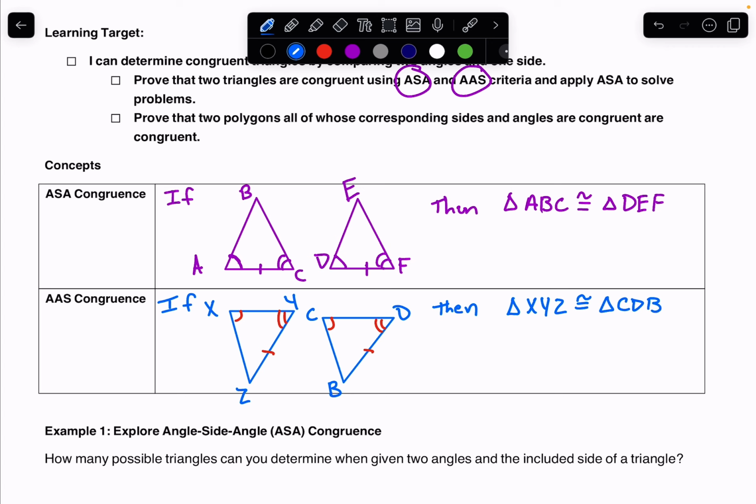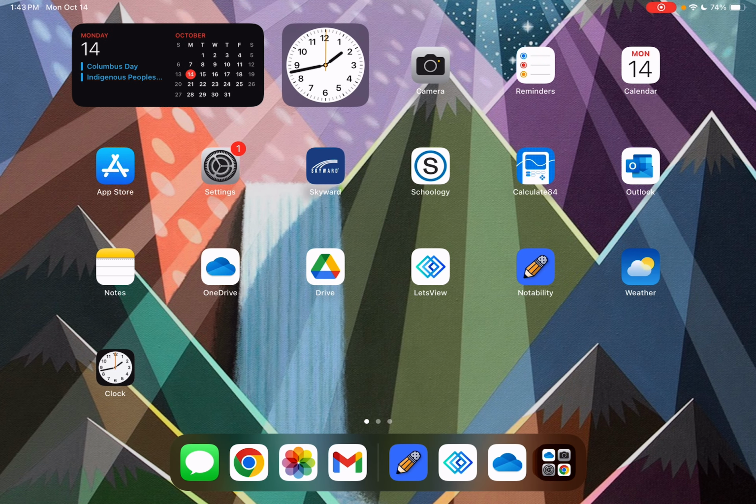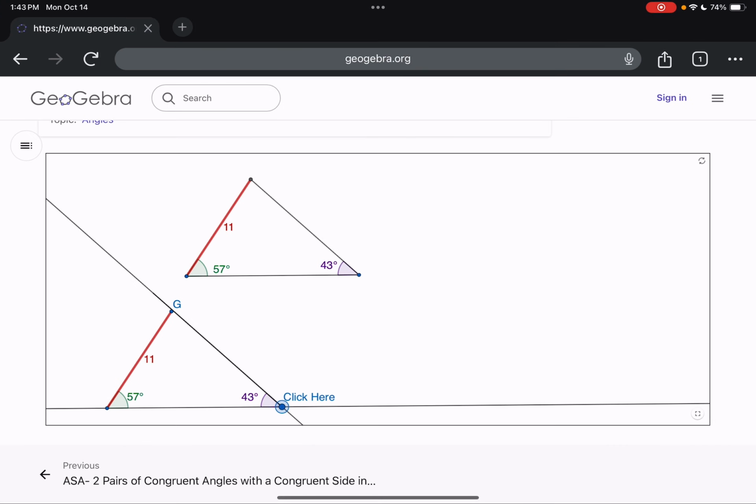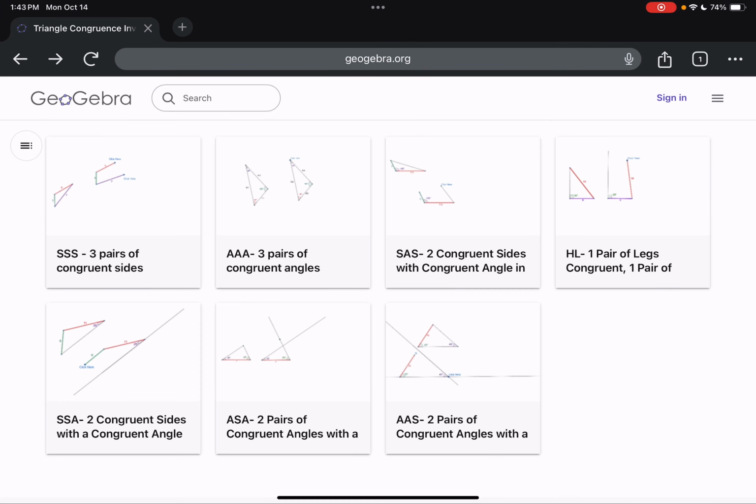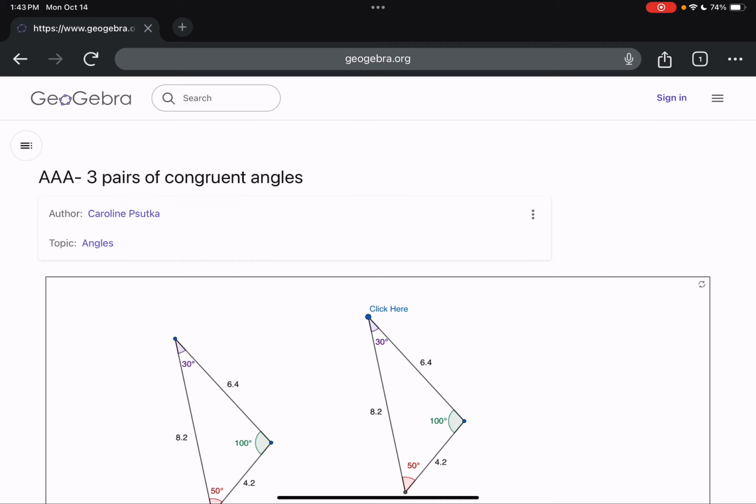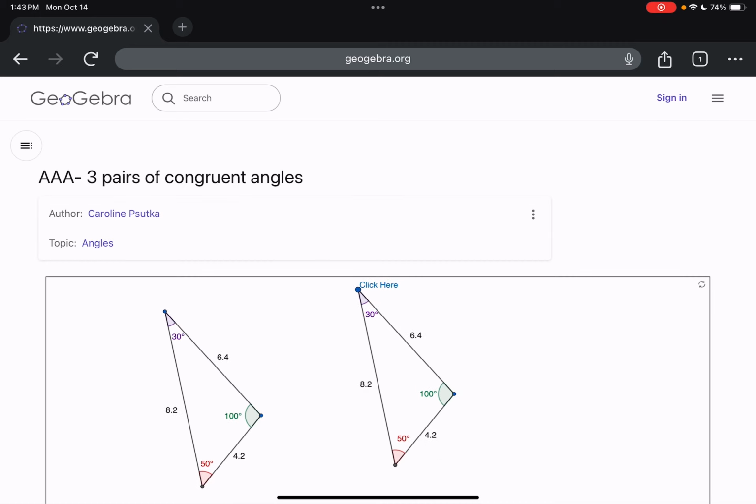Now you might notice that there are some arrangements of triangles that are not on here. We have 4 that are congruence postulates. We also have 2 that are not. The first is angle-angle-angle. Now let's take a look at why angle-angle-angle is not a congruence theorem that we have. So we've got angle-angle-angle for us right here. We've got 3 pairs of congruent angles on these triangles.